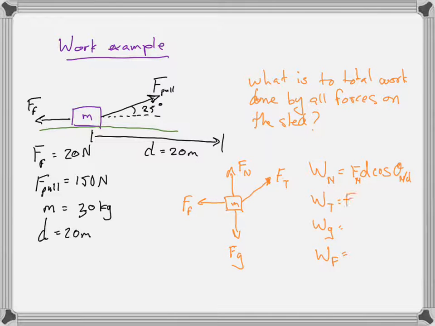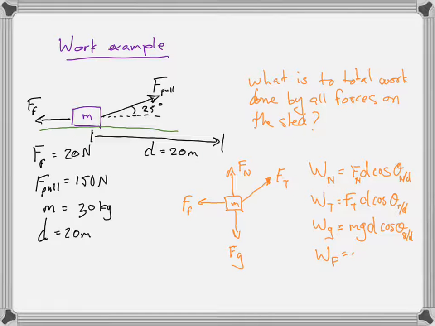The tension, the magnitude of the force, times the displacement, times the cosine of the angle between the tension and the displacement, right? So these are all different angles. Gravitation, the magnitude of the force, mg, magnitude of displacement, d, times the cosine of the angle between mg and d. Work done by the frictional force, that's F.